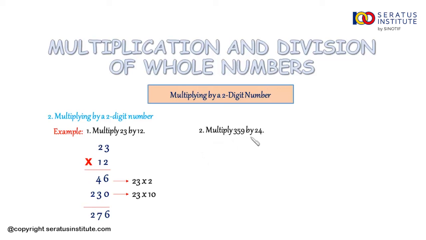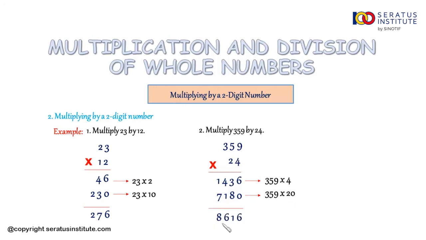Multiply 359 by 24. 359 times 24, we multiply it. The result is 1436. How do we get it? It's from 359 times 4. And then we get 7180. We get that from 359 times 20. And then we add, and it becomes 8616. Easy, right, Sobat 100?